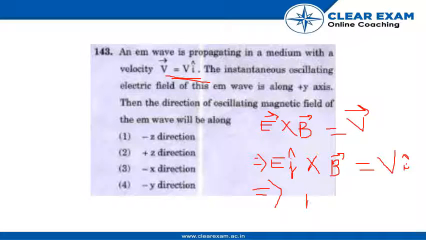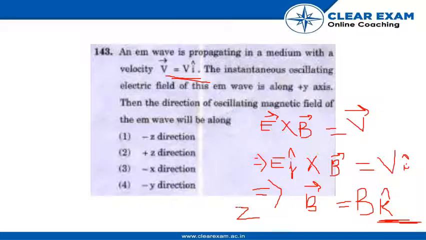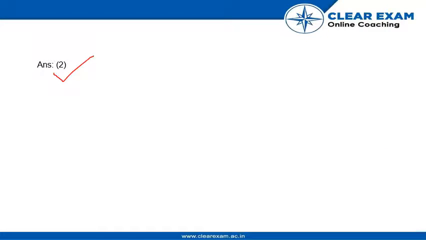So B, that is the magnetic field, will be equal to B k cap. Then the direction of the magnetic field will be along the positive z direction. k is equal to the z direction. So the answer should be plus z direction. Let's see what the answer is. Yeah, the answer is the second, that is the plus z direction.